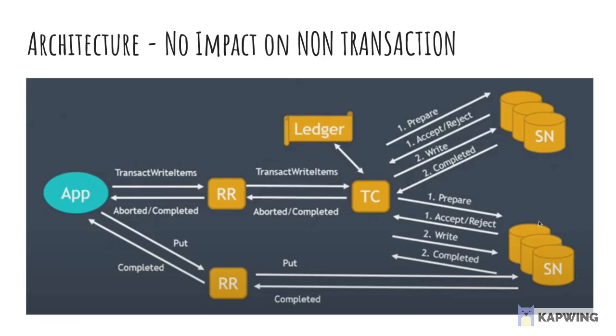So I have shown three nodes primarily just to show there is a master and there are two slaves in there, right? So in this case, there is no transaction coordinator coming into place, which essentially means no impact on non-transaction items. For transaction items, every request goes to a transaction coordinator, right? Which performs, let's say, two-phase commit between two different partitions. And to maintain consistency and durability of this, a ledger is maintained, right?